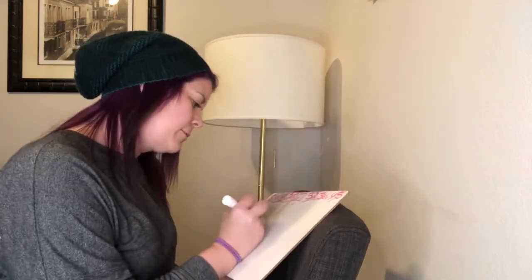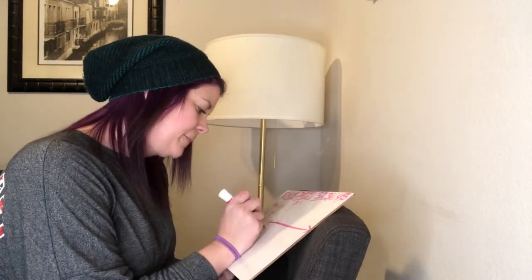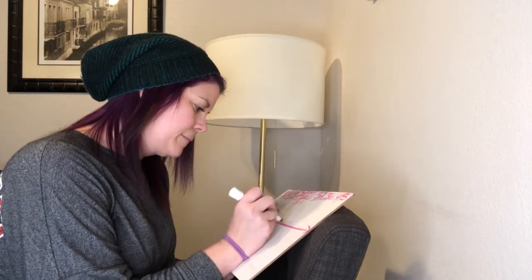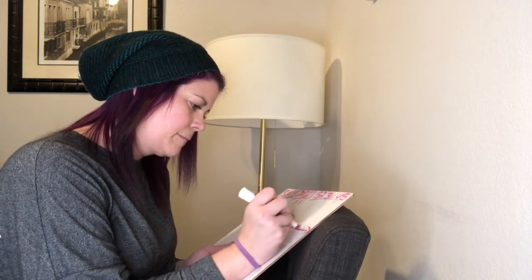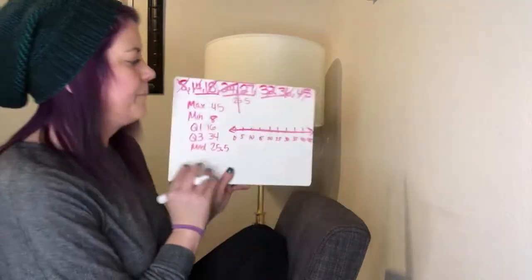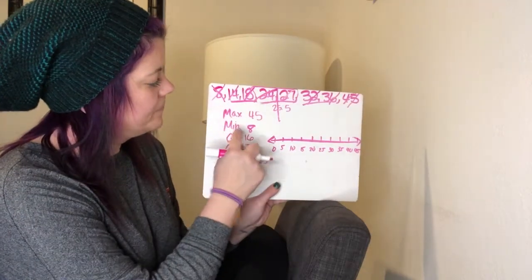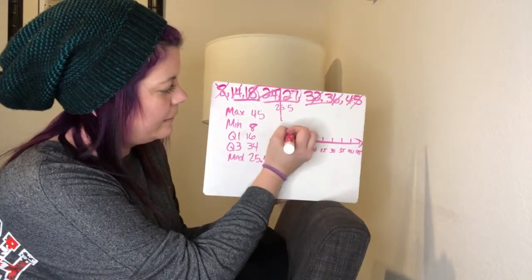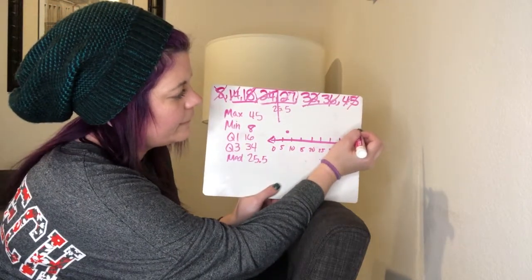You do a number line. I am going to go up by 5s here. Okay, so here's my number line. My minimum is 8, so it goes about right there, is one of the dots. My maximum is one of the dots, so 45 right there.